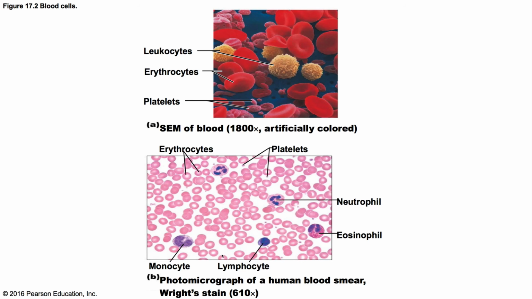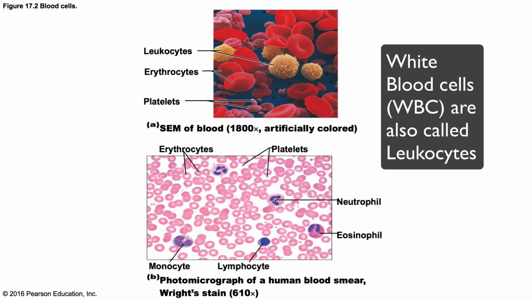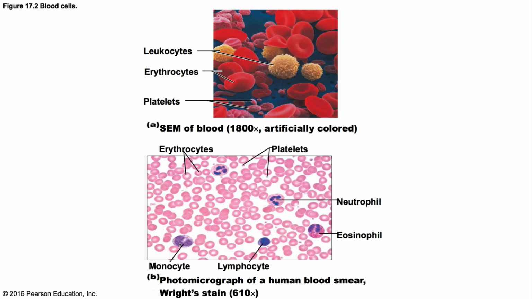So this is actually a photomicrograph, and they stained this. And you can see the white blood cells, they end up getting stained purple. So we have over here, this is a neutrophil. This right over here, this is an eosinophil. And then over here, these are lymphocytes. Here's a monocyte over here. And we're going to be talking about all these individually. So don't worry about it right now.